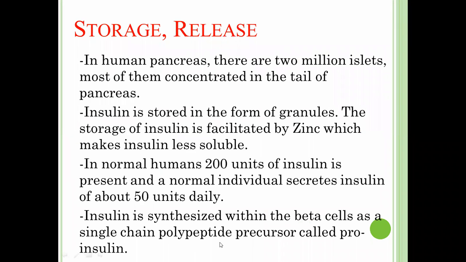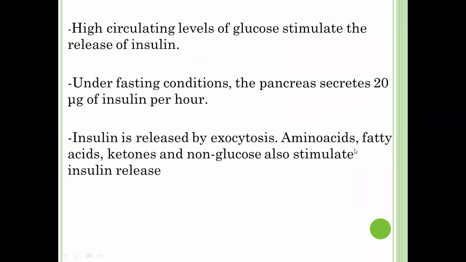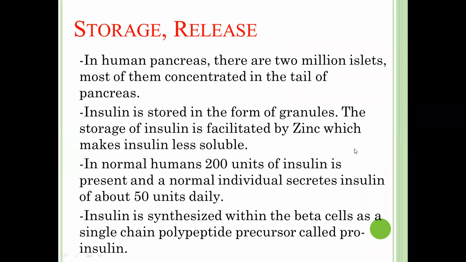So here in the human pancreas there are 2 million islets, most of them concentrated in the tail of pancreas. Insulin is stored in the form of granules.